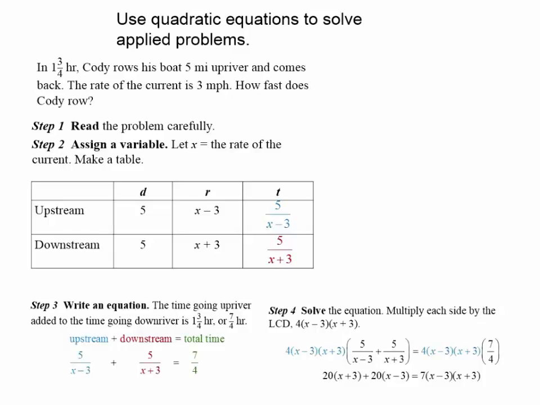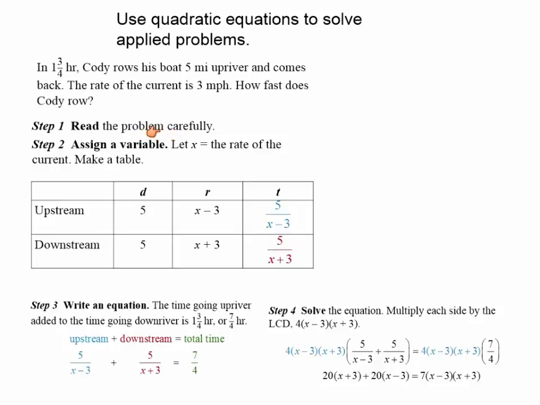Use quadratic equations to solve applied problems. Let's take a look at this example here. In 1 3/4 hours, Cody rows his boat 5 miles upriver and comes back. The rate of the current is given to us as 3 miles per hour. We want to find how fast Cody rows.